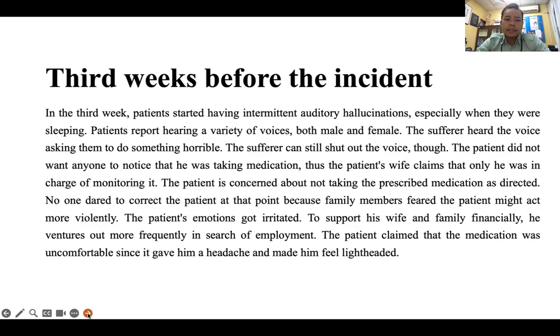In the third week before the incident, the patient started having intermittent auditory hallucination, especially when sleeping. The patient reported hearing a variety of voices, both male and female. The sufferer heard the voice asking them to do something terrible, and the sufferer can still shout out at the voice. The patient did not want anyone to notice that he was taking medication. Thus, the patient's wife claimed that only he was in charge of monitoring it. The patient is concerned about not taking the prescribed medication as directed. No one dared to correct the patient at that point because family members feared the patient might act more violently.